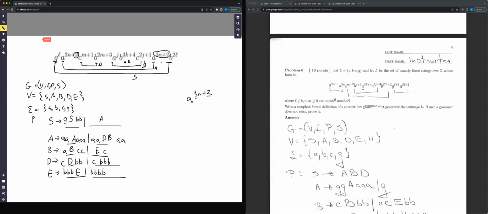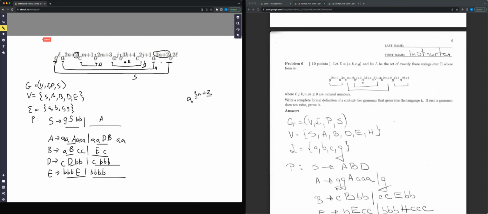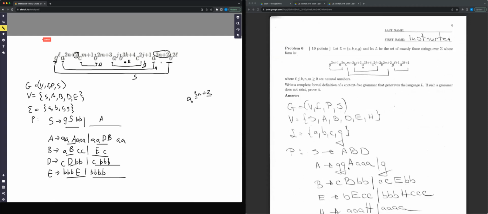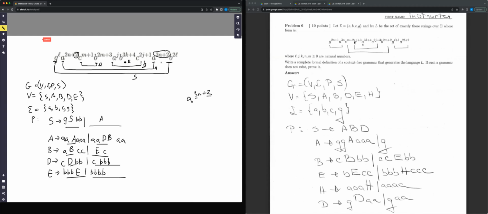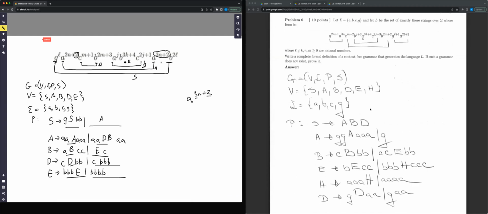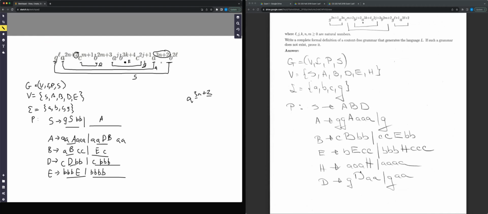This is A, which will have the coefficients and the constants. B has the same thing, and then E is inside of it, and then inside of E is H, which is the A to the 3K plus 4. 3 A's, 4 A's here. That's your recursive statement, your base case. And then, yeah, that's it for this one.